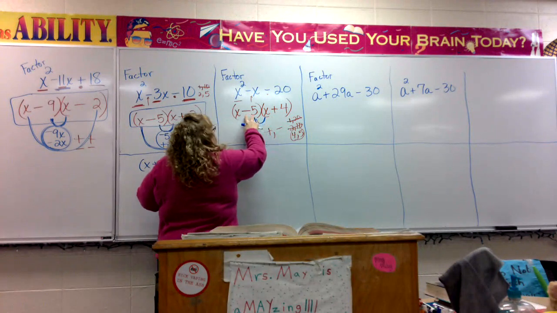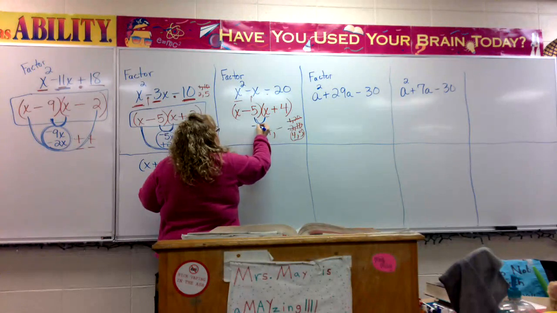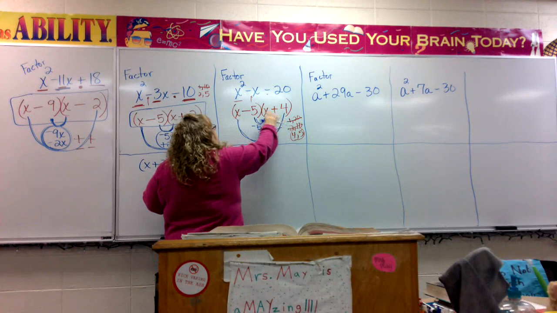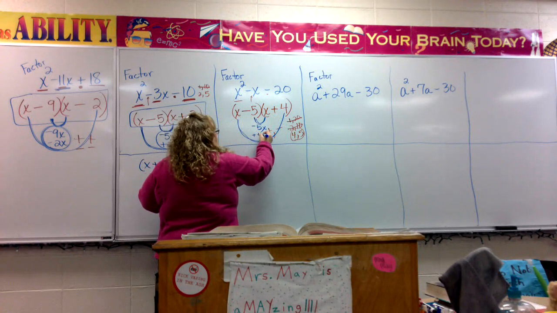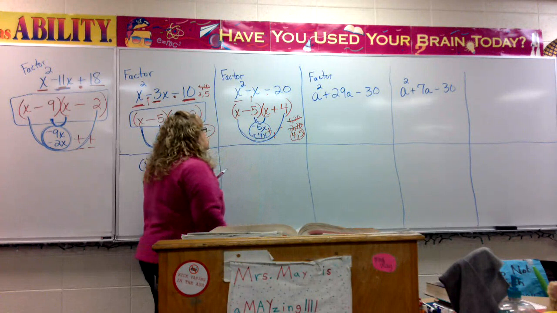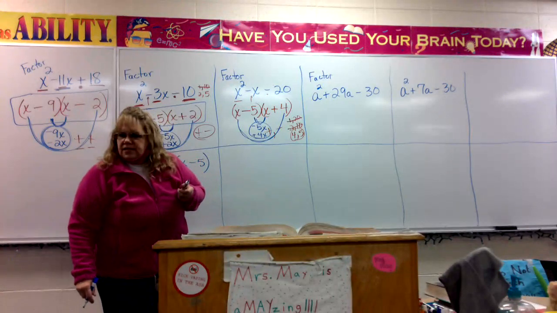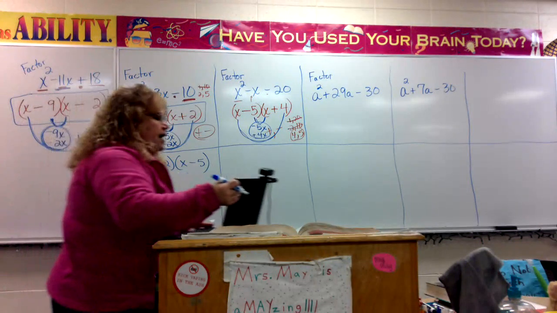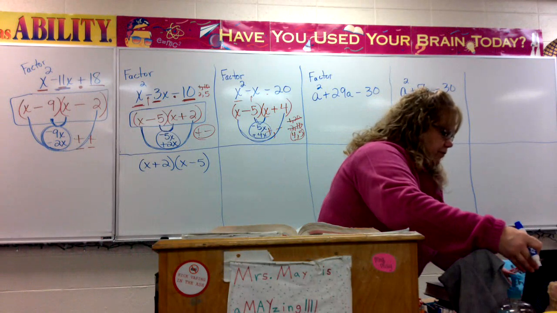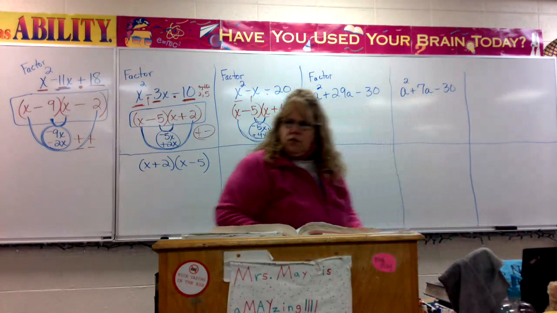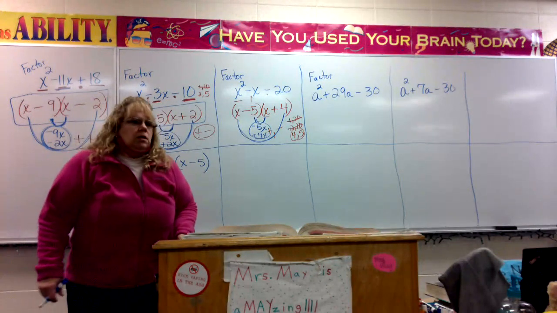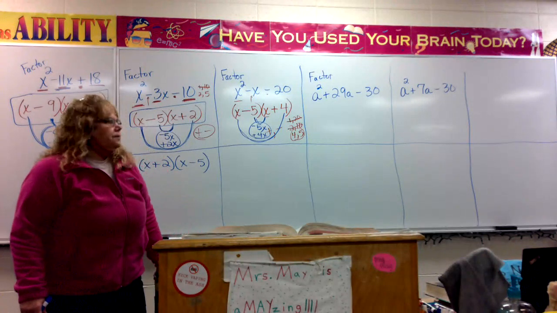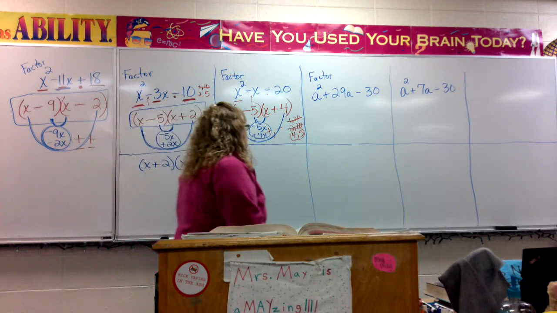Double check. What's negative 5 times x? Negative 5x. Here, what's positive 4 times x? And if you combine those, you get a negative 1x. So far, so good? Anybody with questions yet? Well, let's do a couple more just for fun.